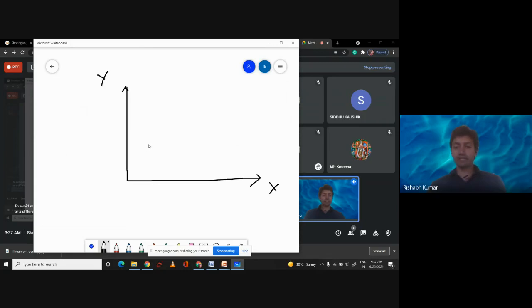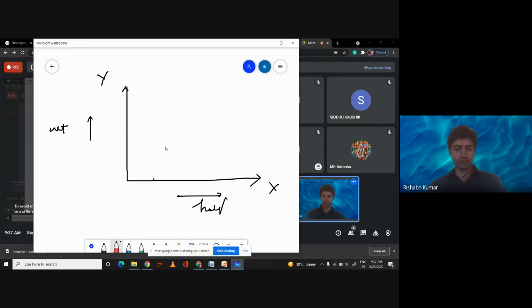So suppose we have data points. Suppose x is representing height, and this y is representing weight. Suppose we have 30 students. So the data for 30 students is what? One student has height 4 feet or whatever, and he has this weight.